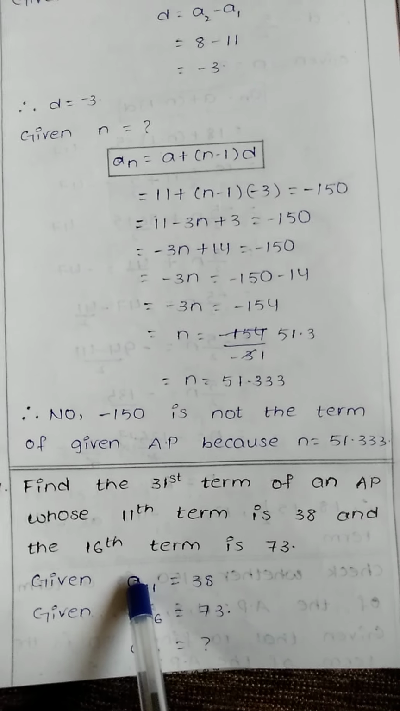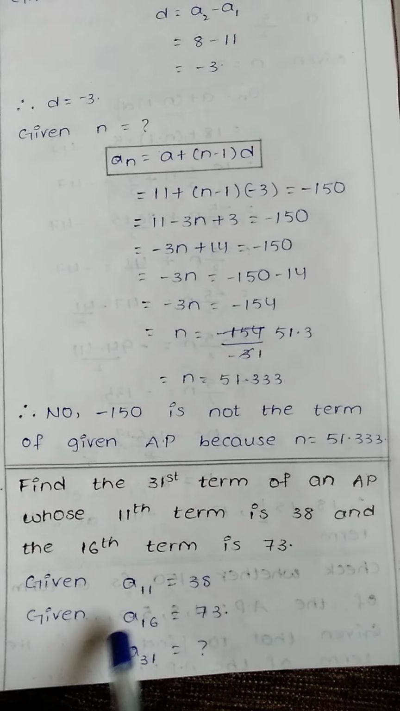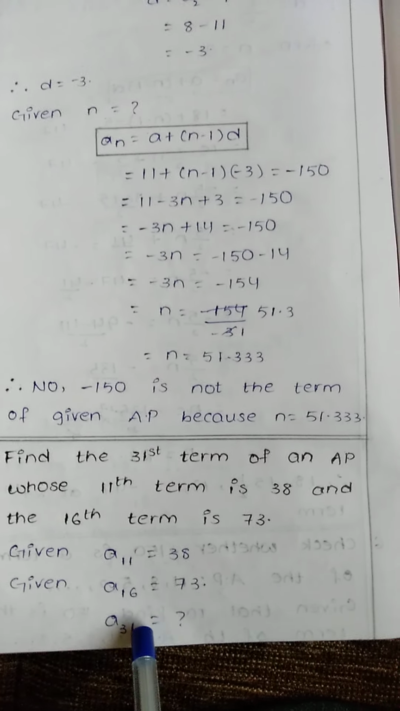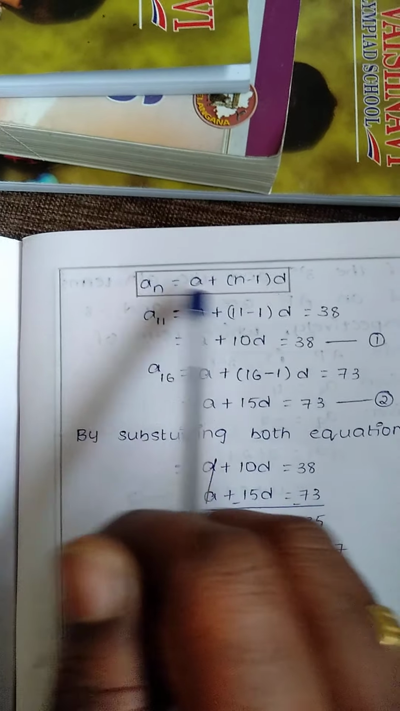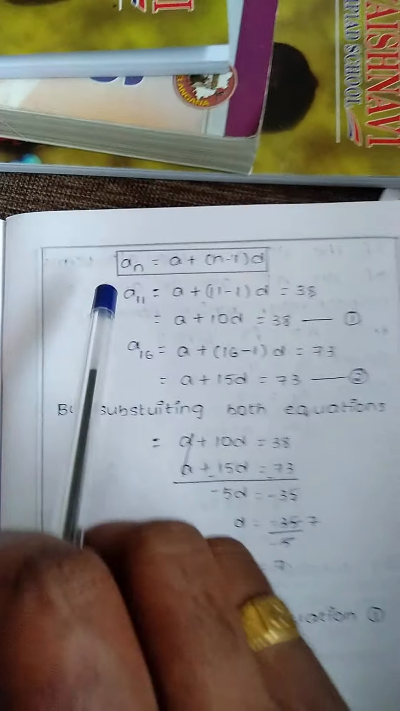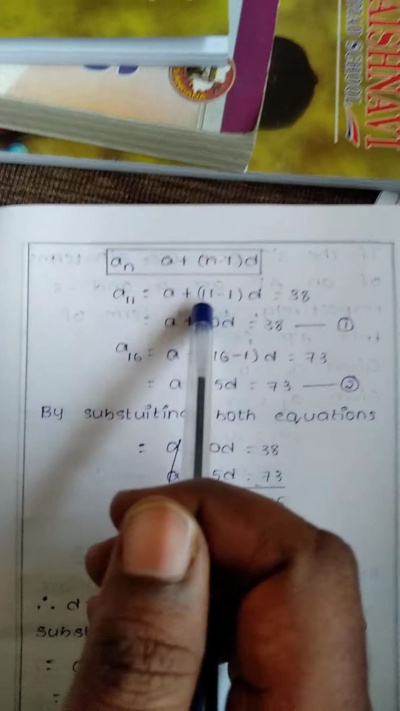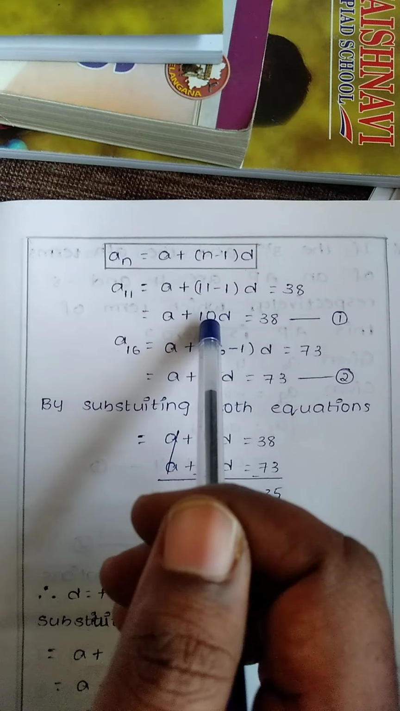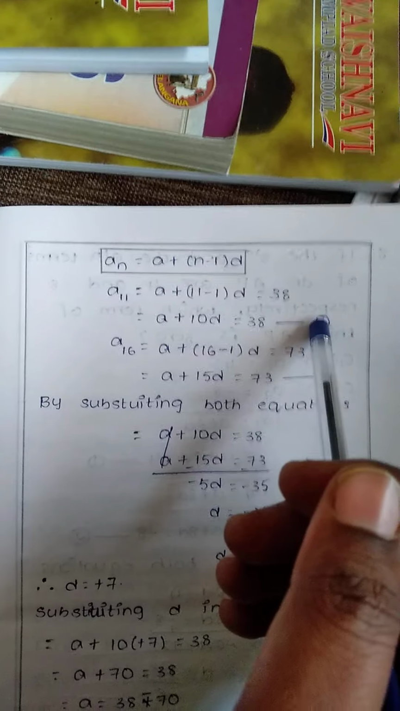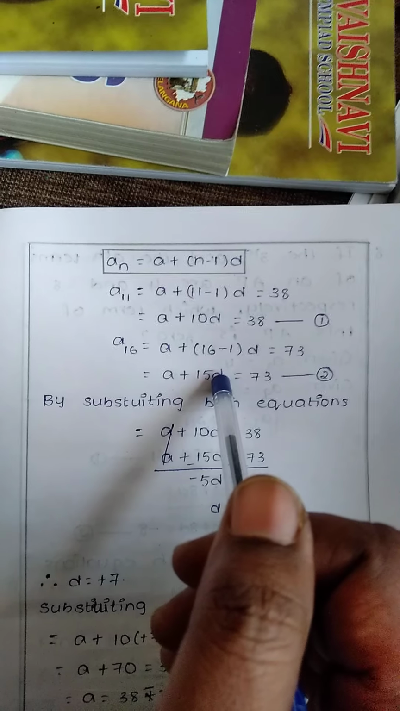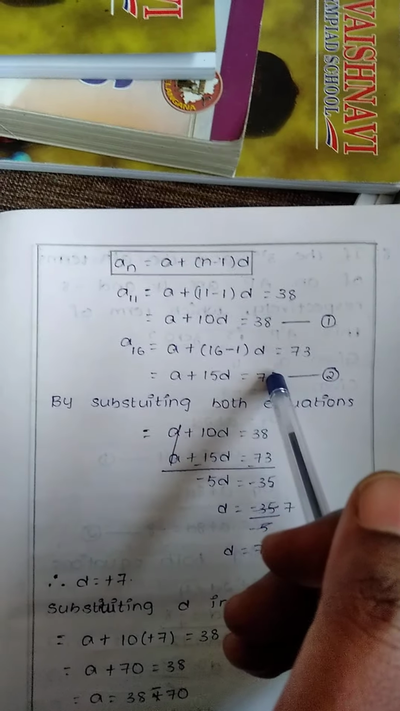So first, what is given? A11 is equal to 38 and A16 is equal to 73, and we have to find A31. We know the formula: An is equal to A plus n minus 1 into D. Here An or Tn, both are the same. First, A11 means A plus 11 minus 1 into D, 11 minus 1 means 10D. A plus 10D is equal to 38, equation 1. A plus 16 minus 1 into D is equal to 73, 16 minus 1 is 15, so A plus 15D is equal to 73.